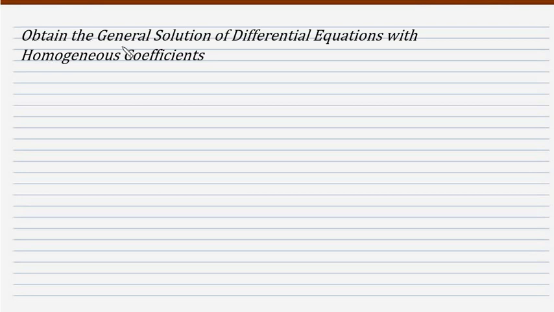So in this video, we are going to obtain the general solution of differential equations with homogeneous coefficients. So let's go ahead and solve our first problem. For our problem number 1, we have (x − 2y) dx + (2x + y) dy = 0.